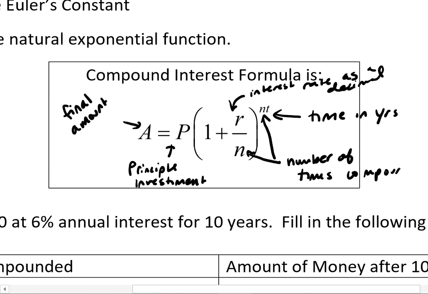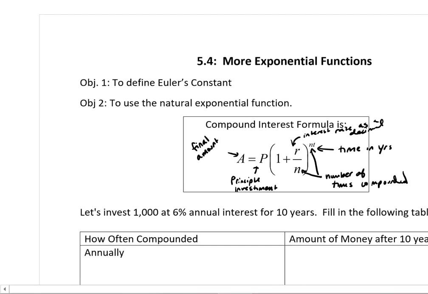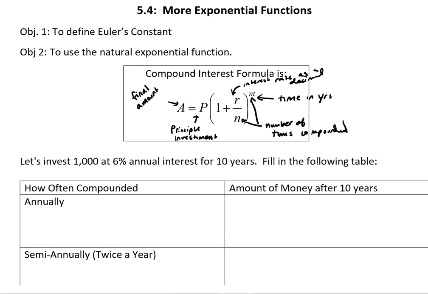Now, you may see that things are compounded yearly, or sometimes called annually. Sometimes you'd see semi-annually, that's twice a year, quarterly, 4 times a year. The most common in the real world is monthly, and that's like credit cards are compounded monthly, and most bank investments are compounded.